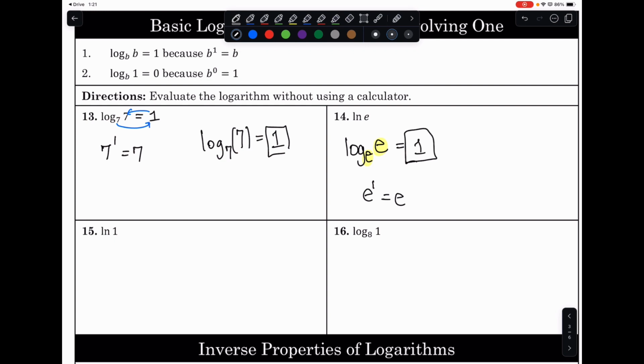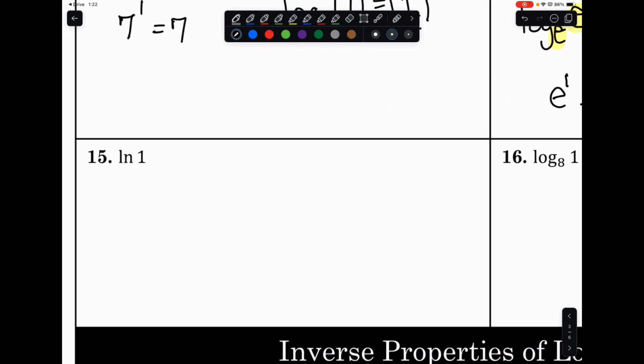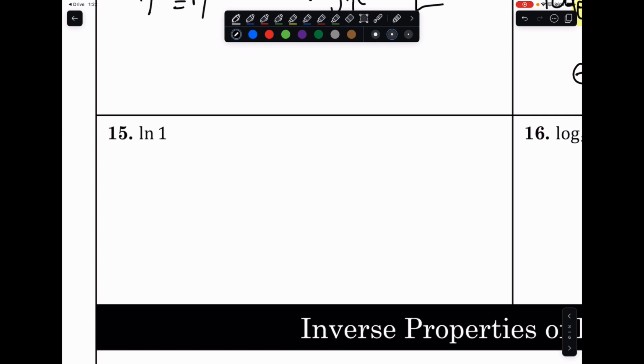Now let's look at the second basic property, again involving 1. If we're looking at the log of any base of the value 1. So here, the natural log is log with base e of 1. Well, how can we get e to equal 1? Well, our exponent would have to be 0. Our base e would have to be raised to the 0 power in order for it to equal 1. So the natural log of 1 equals 0.